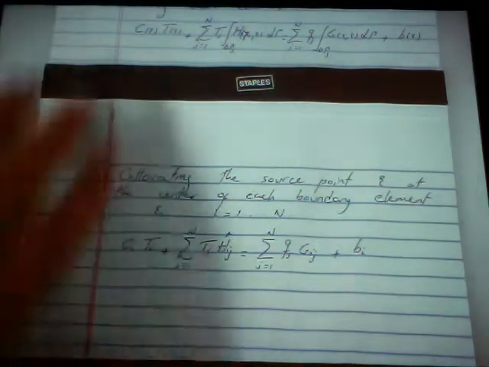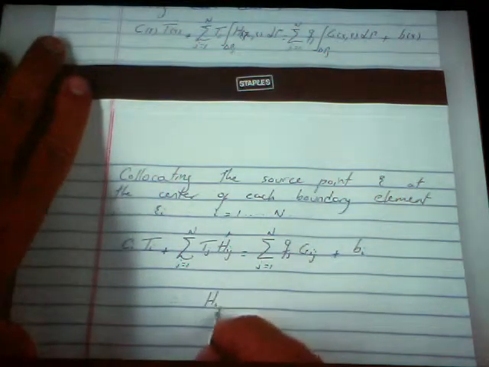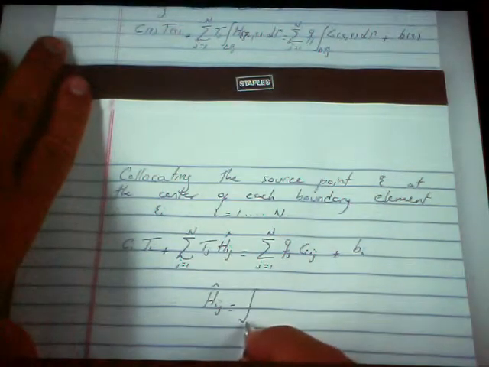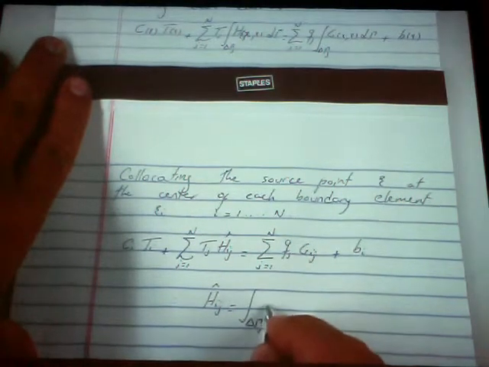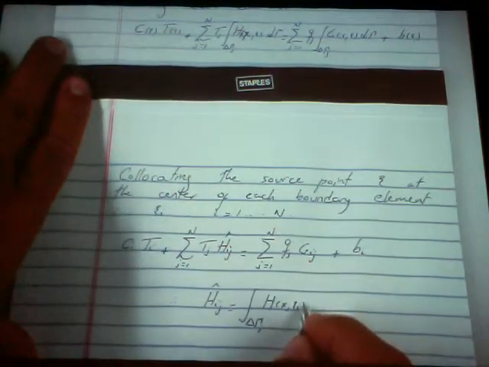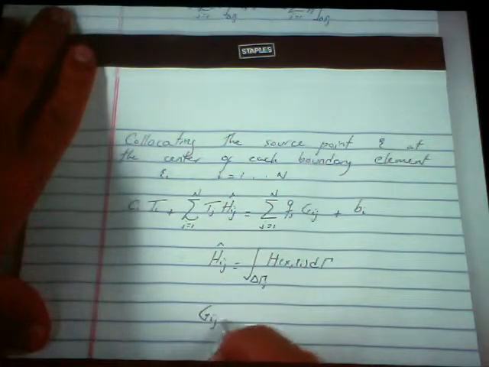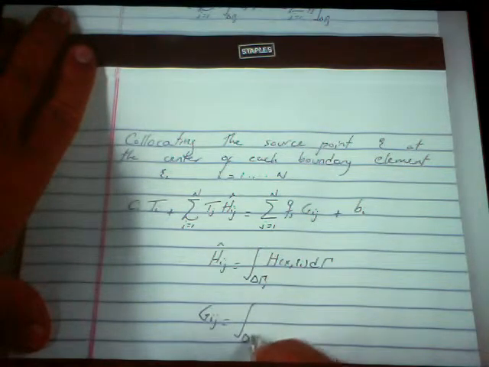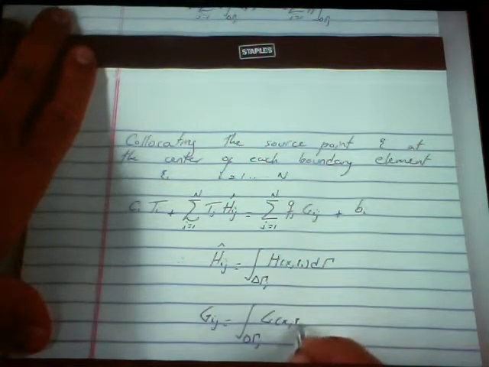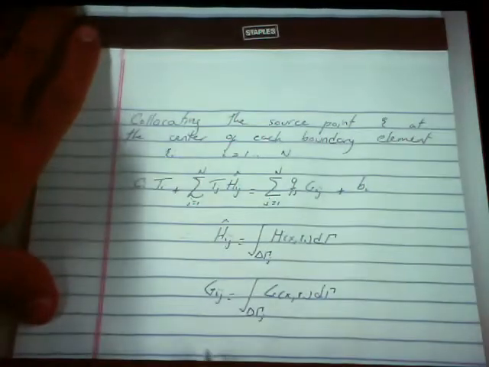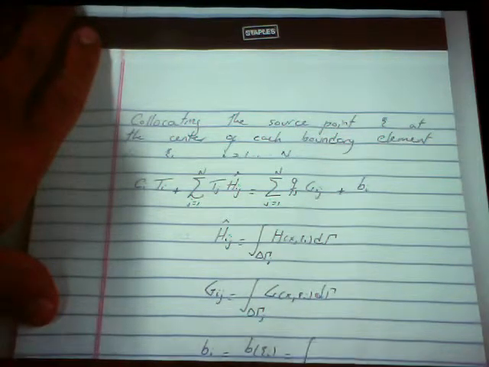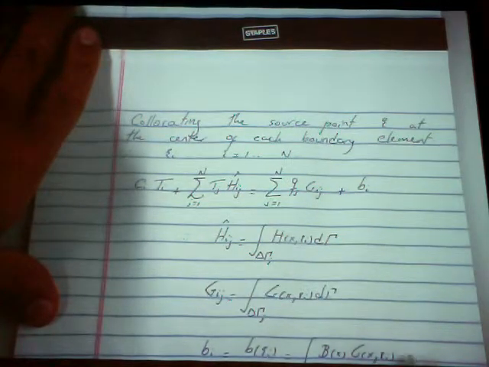Alright? And we know what these are. Hij hat is equal to the integral over delta gamma j of h of x and xi i d gamma. Gij is equal to the integral over delta gamma j of g of x and xi i d gamma. And Bi is equal to b of xi i, which is equal to the integral over the domain of b of x, g of x and xi i d omega.